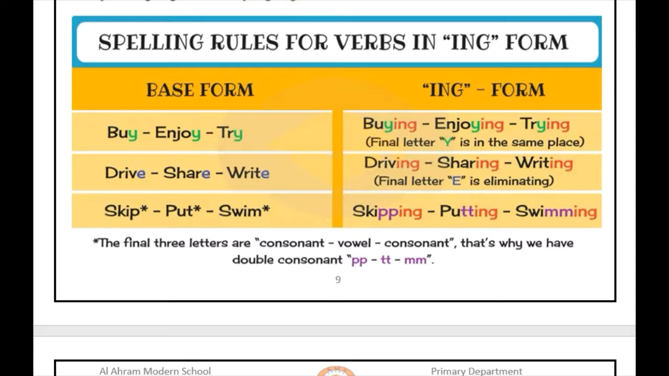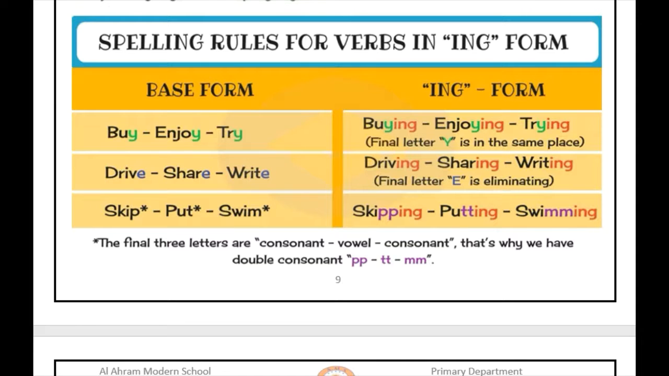If the verb is ending in e, we eliminate the e and we add ing. For example, drive, driving. We eliminate the e in drive and we add ing. Share, sharing. Write, writing. And the same for share and write.